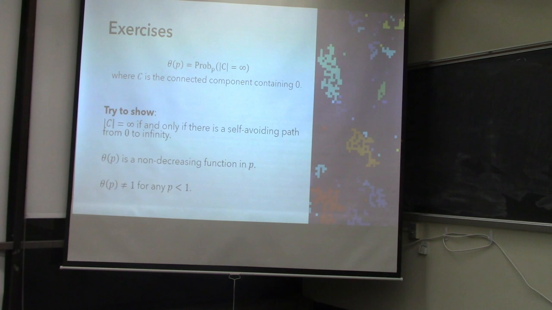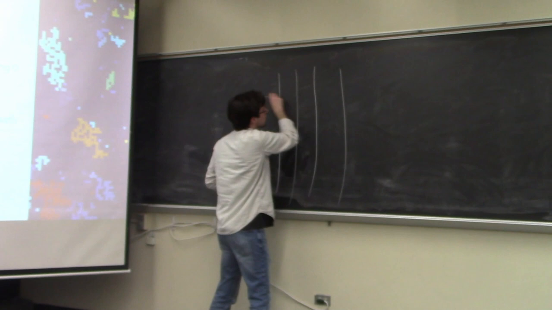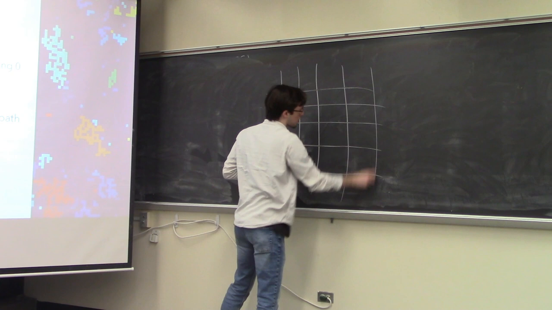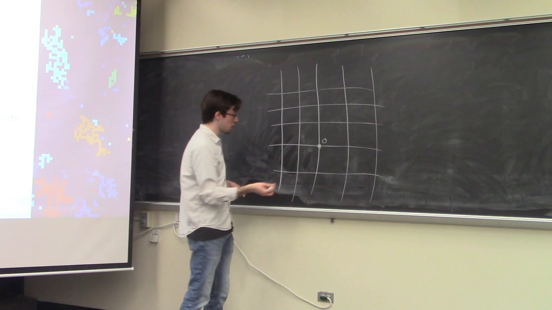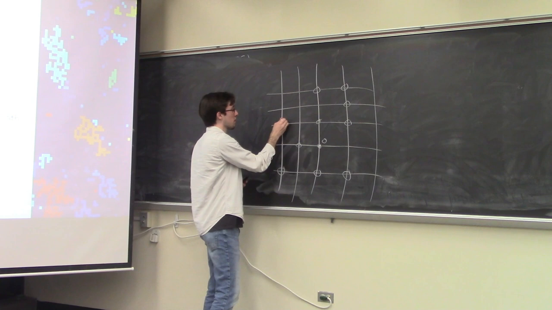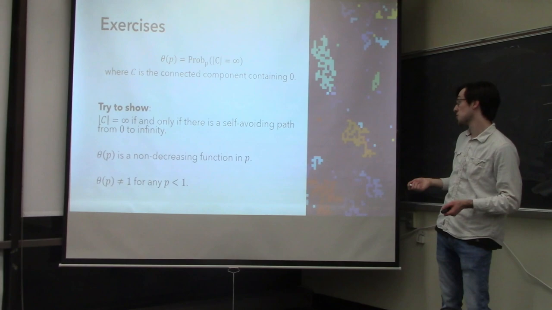So let's imagine our lattice. At every site on this lattice, either the point is open or closed. Let's just say, for the point of argument, that this guy is going to be zero. And let's say that randomly, some of these vertices are open. Okay, so this is visualizing one realization of this random process. Now, we want to show the equivalence between these two statements.